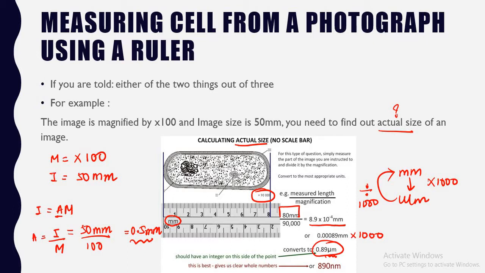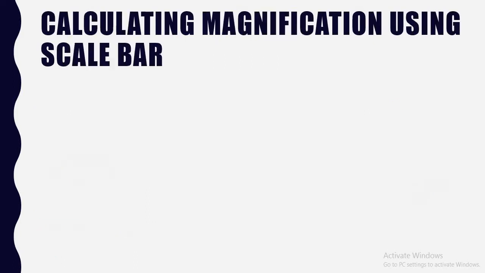So this is how your first scenario goes on. The second one is using scale bars. Scale bars will be given to you on the micrograph. Say for example, the scale bar given to you over here is somewhere around 6 micrometers. So this is the scale bar. This scale bar will be provided on the micrograph, which is 6 micrometers.